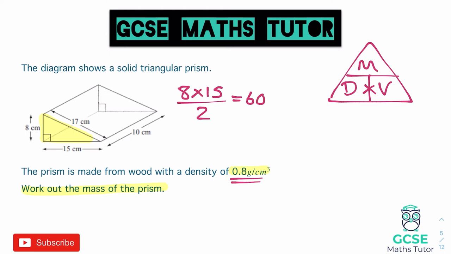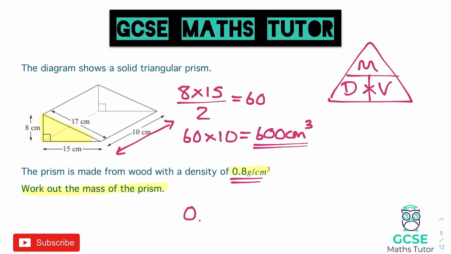That would be in centimeters squared. To get the volume, we're going to multiply that by the depth that it goes through the shape. So 60 times 10 gives us an overall volume of 600 centimeters cubed. So there is the volume of the prism. We now need to work out its mass. So to work out the mass, we'll do 600 multiplied by the density, or the other way around as it's written in our formula triangle.